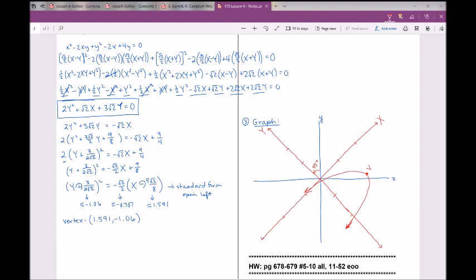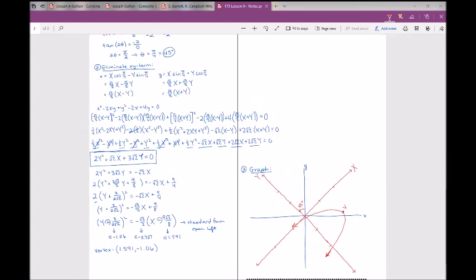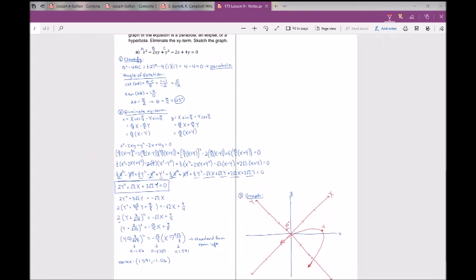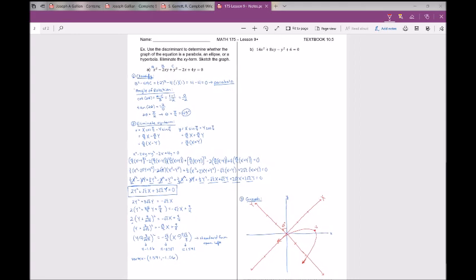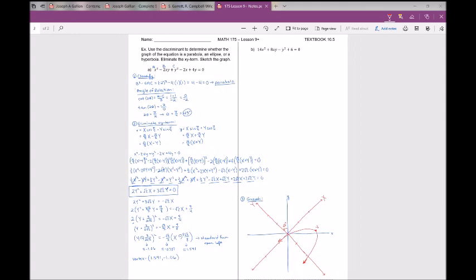But again, what I'm most worried about for the test is, can you classify the equation and can you find its angle of rotation? Okay, so for the next example, we're not going to go through this whole mess again. We're just going to find the type of conic section and we're going to find the angle of rotation. Okay, so let me switch back to blue real quick.